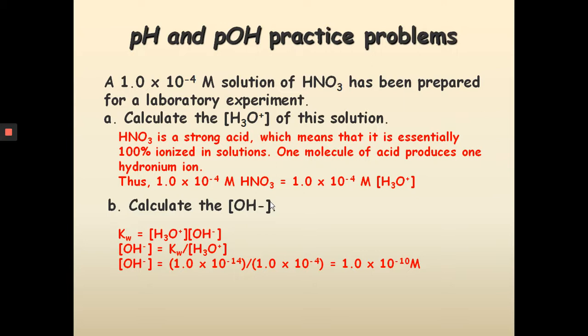So to calculate the OH minus, you have to work with the equation to put the Kw over the concentration of hydrogen, and Kw is constant. Okay, you have to memorize that. 1.0 times 10 to the negative 14th power divided by 1.0 times 10 to the negative 4th power, which will then give you 1.0 times 10 to the negative 10th power molarity.